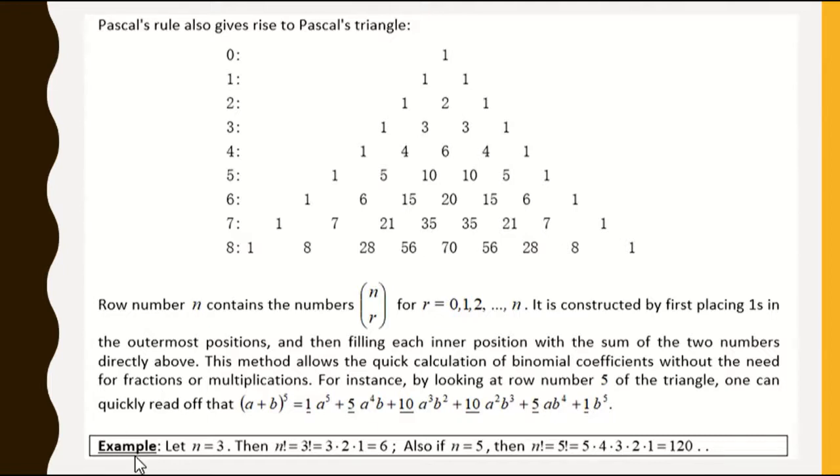Okay, example. Let n is equal to 3. Then, n factorial is equal to 3 factorial, which is equal to 3 times 2 times 1. And that is equal to 6. Also, if n is equal to 5, then n factorial is equal to 5 factorial. And that is 5 times 4 times 3 times 2 times 1, which is equal to 120.